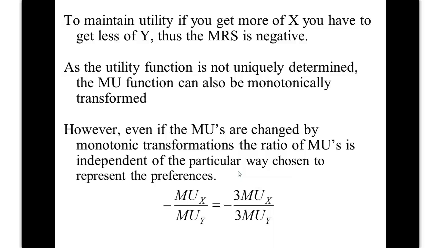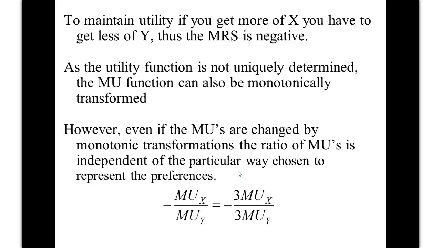But just like the utility functions are not uniquely determined, the marginal utility functions are also not uniquely determined. They can also be monotonically transformed. The numbers don't matter that much. Again, what matters is relative change. So if you have MUX over MUY, or 3 times MUX over 3 times MUY, the 3's will cancel off. The 3 above the line will cancel with the 3 below the line. So the ratio remains exactly the same.